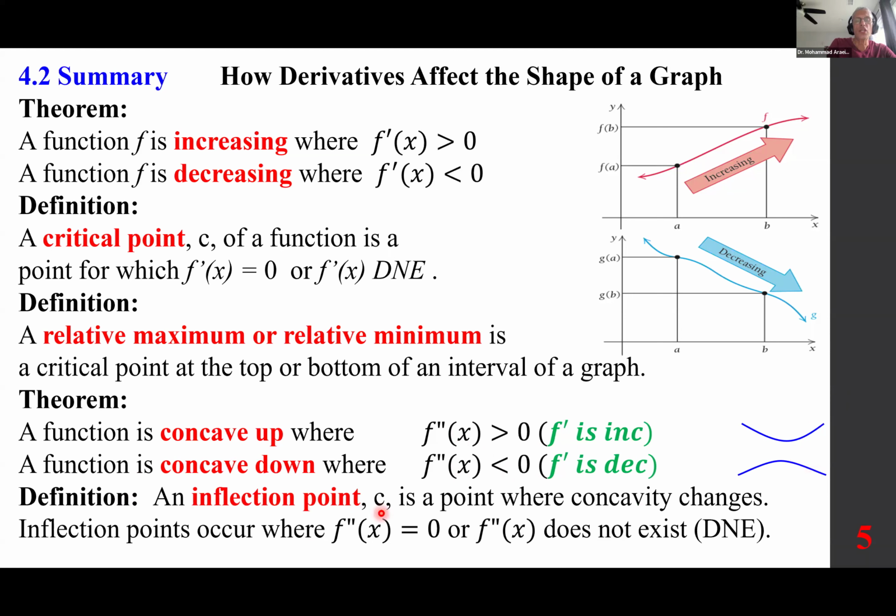And an inflection point c is a point where concavity changes. Inflection point occurs where f double prime is 0 or f double prime does not exist. So this is concave down. This is concave up. This is where the change takes place, known as IP, short for an inflection point.